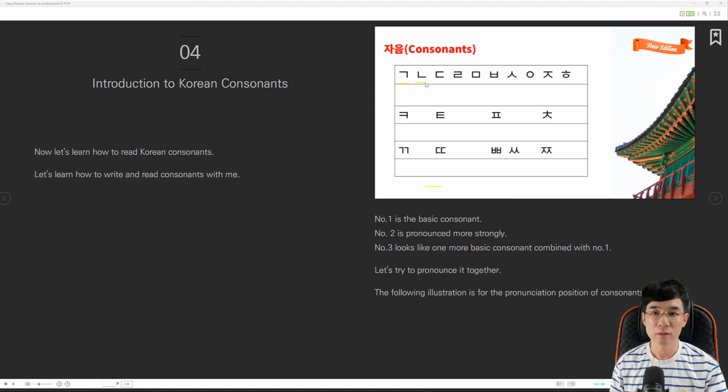그, 느, 드, 르, 무, 브, 스, 으, 즈, 흐, 크, 트, 프, 츠, 끄, 뜨, 뿌, 쓰, 쯔. 그, 크, 끄, 드, 트, 뜨, 프, 뿌, 스, 즈, 츠, 쯔.